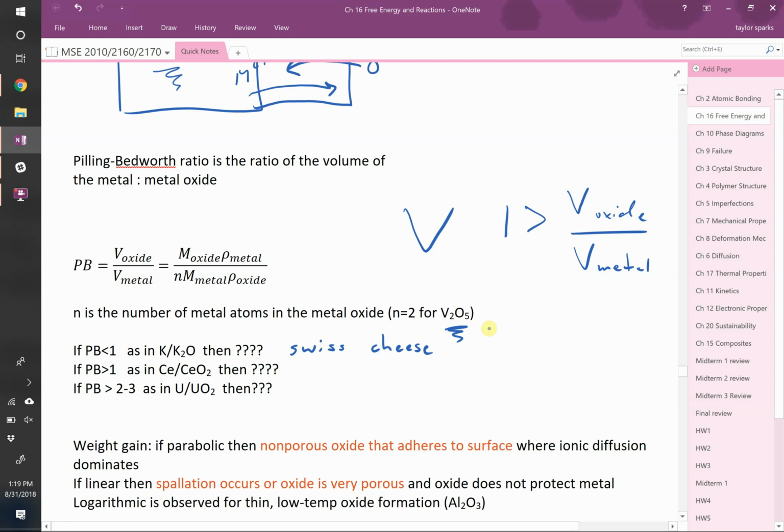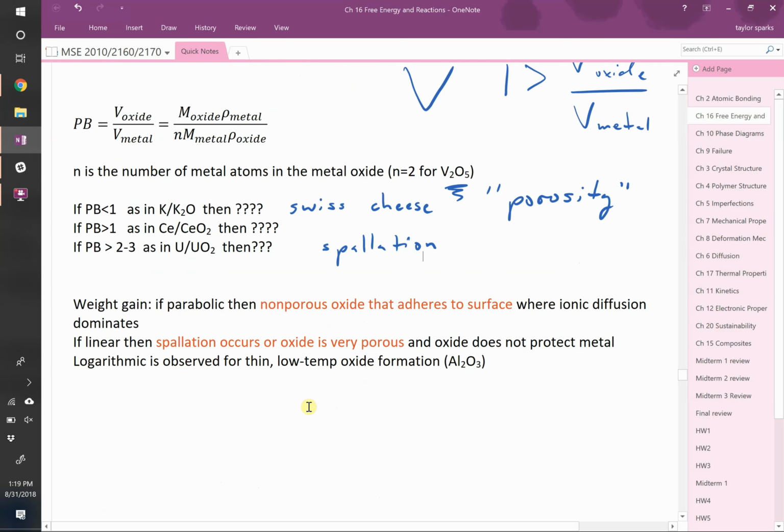Swiss cheese, or in other words, you get porosity, right? If you have porosity, that means you have a pathway for oxygen to get to the surface. It's going to keep on corroding. If the ratio is equal to 1, then it's going to be passive. If it's greater than 1, then you can get spallation for sure, if it's greater than 2 or 3. If it's between 1 and 2, it might be stable, right? Okay?